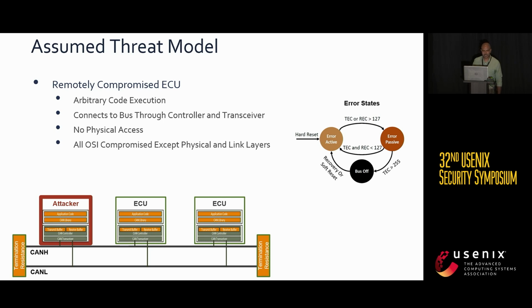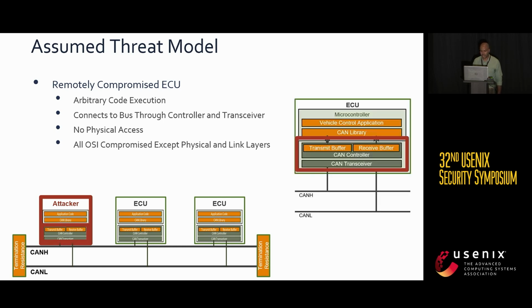So over the course of CAN's existence, several vulnerabilities have been discovered. I'm going to briefly talk about the most common CAN attacks, but I first want to talk about the threat model considered throughout this presentation. Our threat model is assumed to be an existing but remotely compromised ECU. The attacker can execute whatever code they want on the ECU, but will be limited by its hardware abilities. This means that it will connect to the bus through a CAN protocol controller and a transceiver.